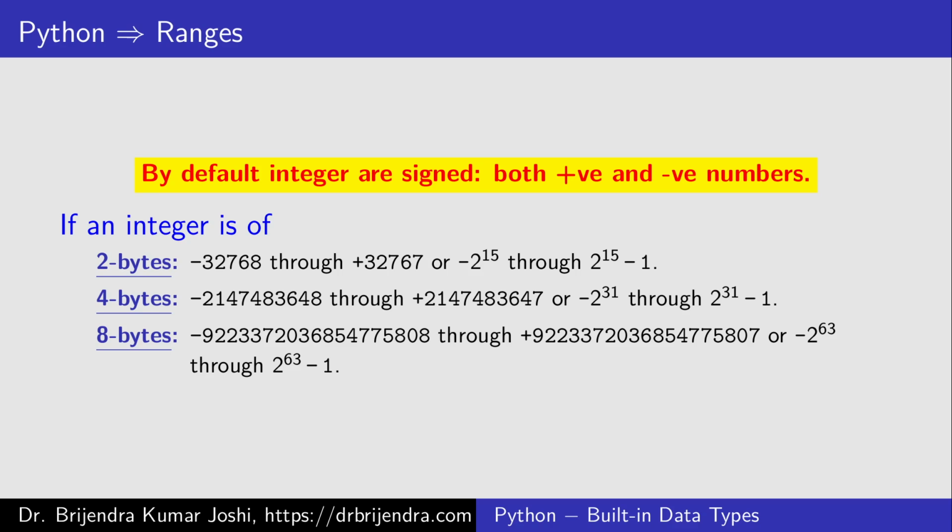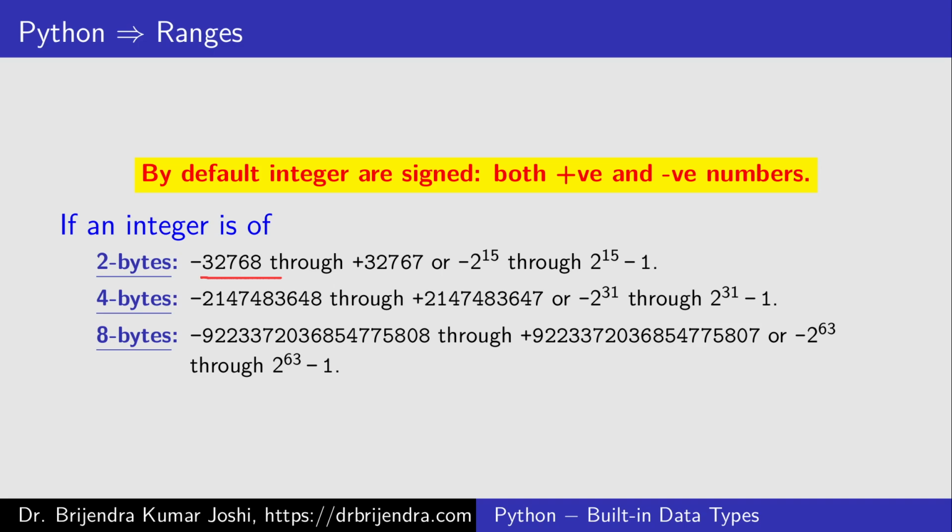What are the ranges? By default, integers are signed. It means we can represent both positive and negative numbers. If an integer is of 2 bytes, we can represent integers from minus 32,768 through plus 32,767, or minus 2 to the power 15 through 2 to the power 15 minus 1.